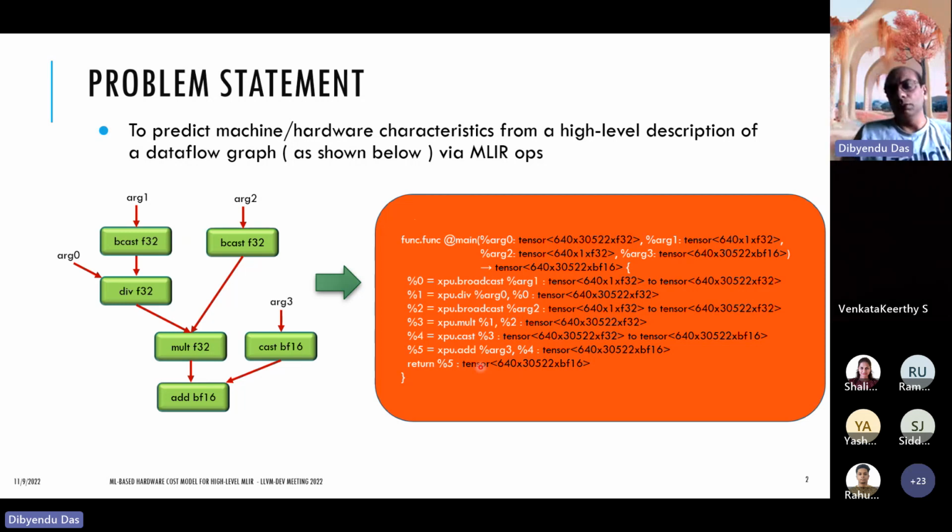So what's the solution? What we have been looking at, and I think you would have seen some work happening over the last few years, is to use ML itself to do some of these predictions. So I'm given a graph at a very high level, a dataflow graph, and I represent it using MLIR. From this MLIR, I want to predict various characteristics of what will happen when I run it on a particular machine, be it CPU, GPU, FPGAs, or an AI hardware accelerator. So this is the top big problem.